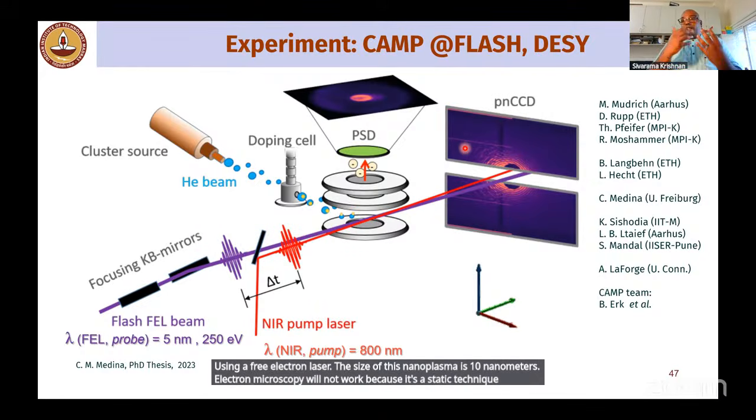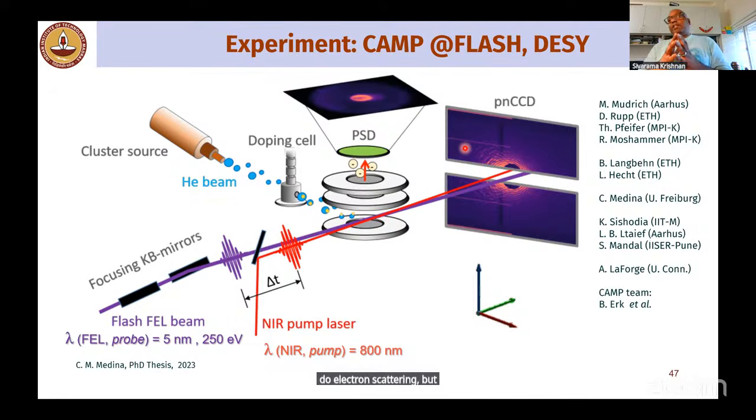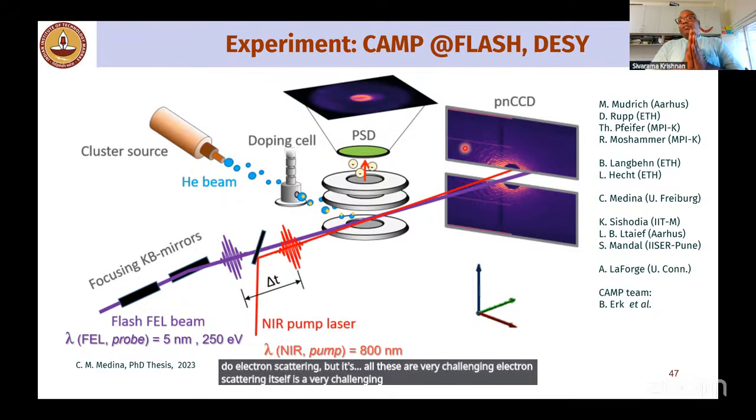Of course, today, using electron pulses, again created from primary femtosecond pulses, one can also do electron scattering, but these are all very challenging. Electron scattering itself is a very challenging experiment. So X-ray photon scattering is, in that sense, more amenable and is far better developed to study this.